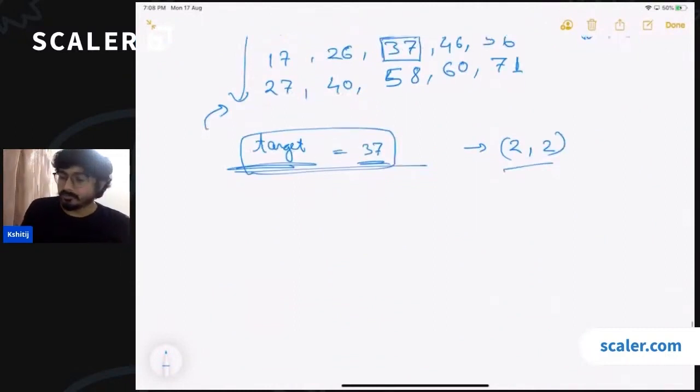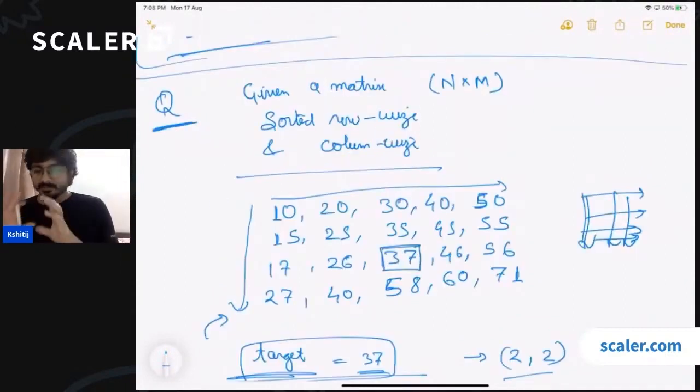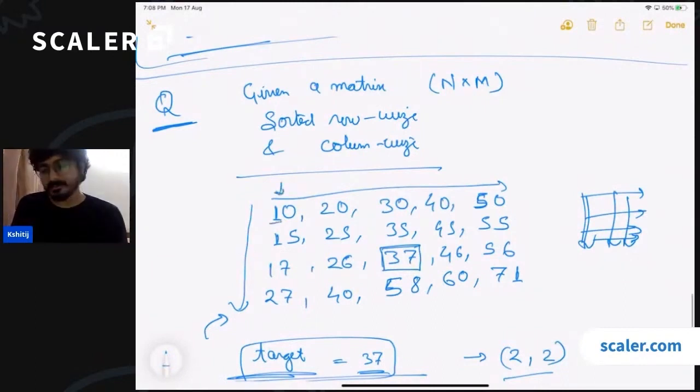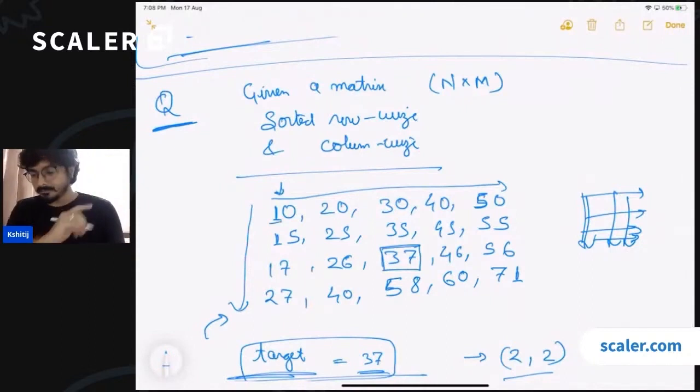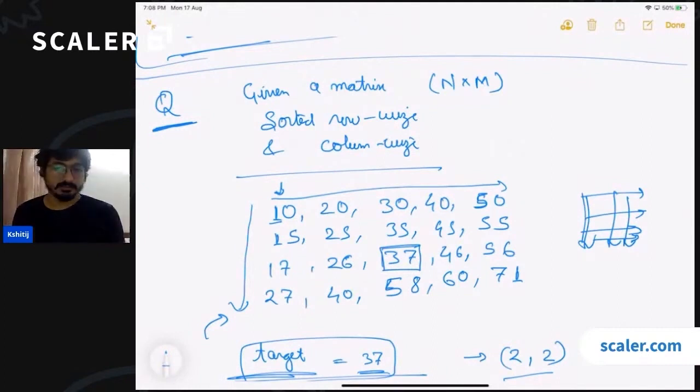What is the brute force here? Can everyone solve this problem using a brute force algorithm? We simply have to start from here, then traverse all the rows, each and every element, and check if that is equal to the given target or not, right?